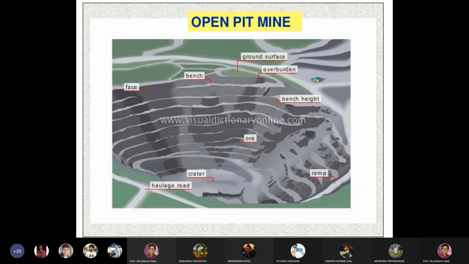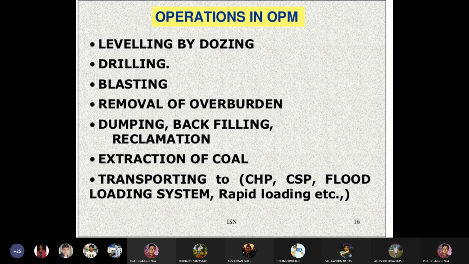This is the open pit mine layout of the open pit mine. These are the benches, this is the bench face, and these are the ore you are going to mine. These are the craters, and this is the haulage road. These are the haulage roads through which the trucks will move. This is the bench height of the bench. This is the overburden bench, and this is the ground surface. Okay, so what are the operations you carry out in open pit mining?